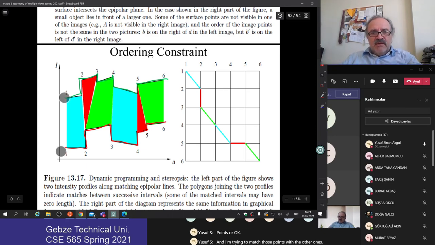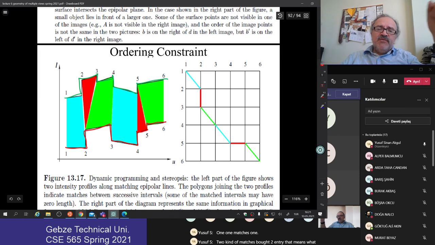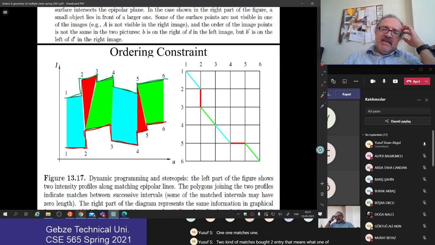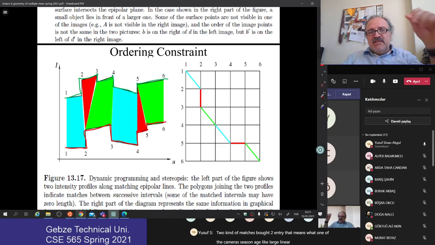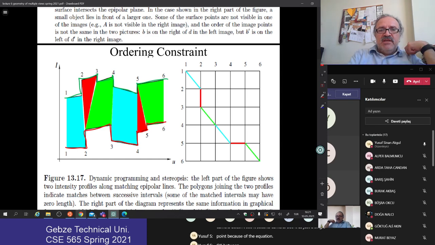One matches one. Two kind of matches both two and three. That means what? One of the cameras sees an edge, like a large linear area. The second camera doesn't see it. The second camera sees it as just a single point because of the occlusion. Okay, between two and three here.